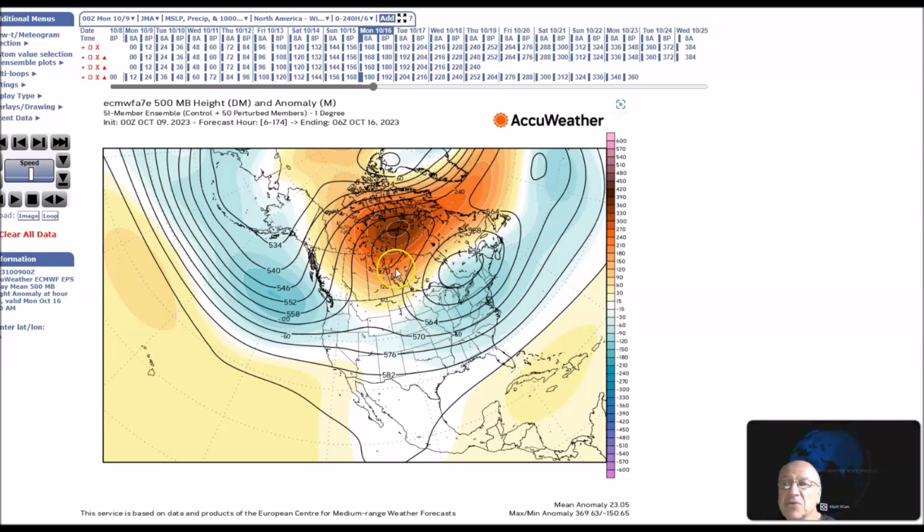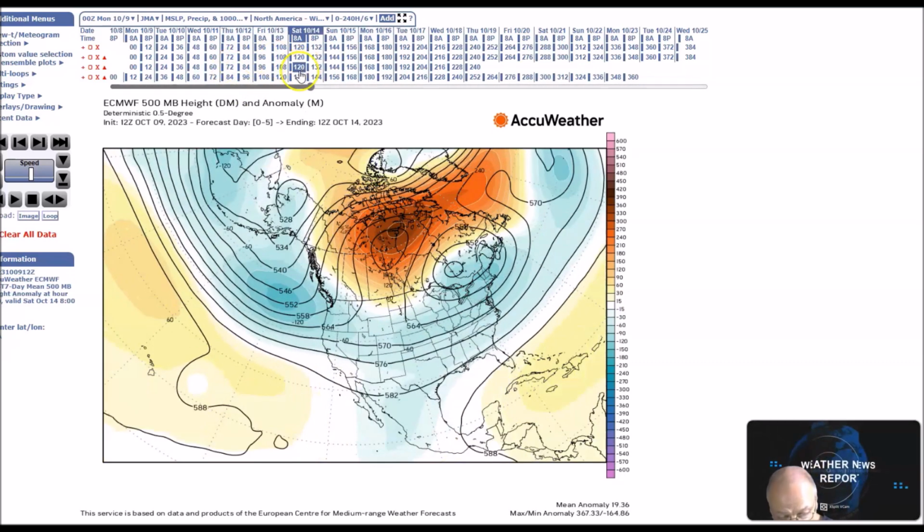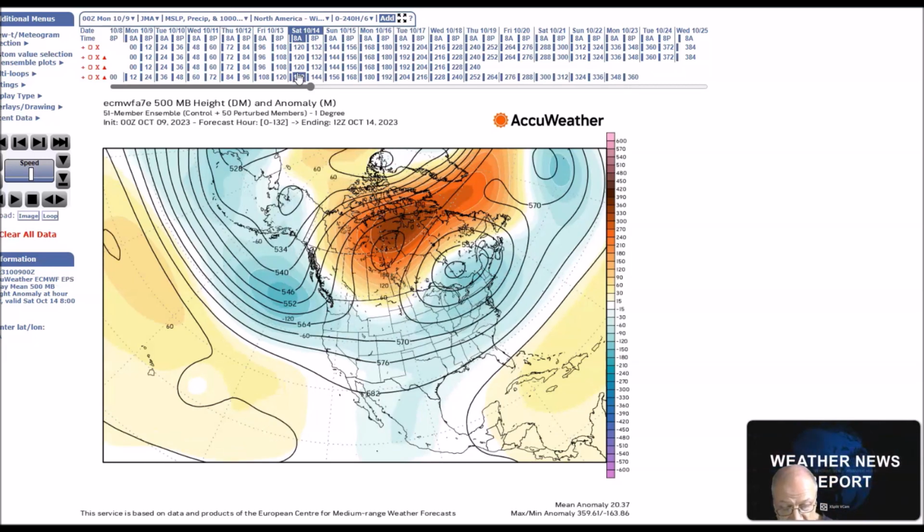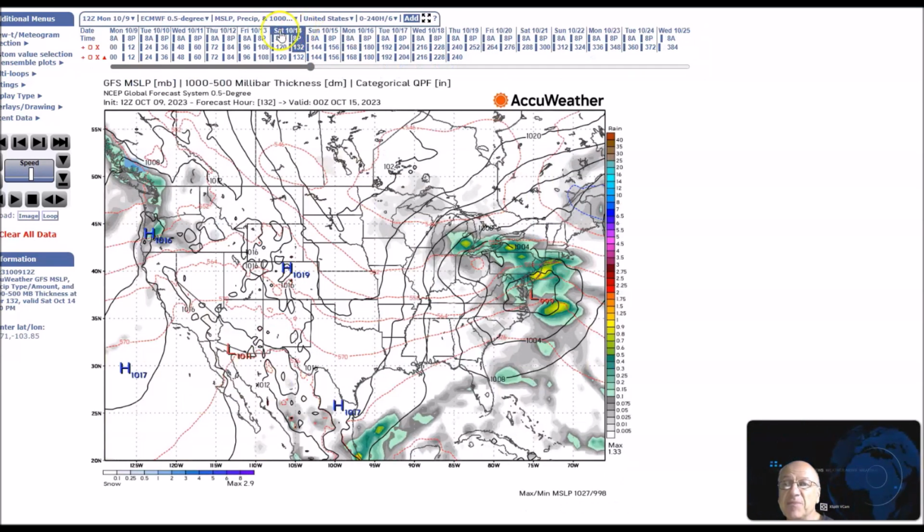Now, this closed low will slowly drift eastward across eastern Canada late in the week, causing the unsettled conditions across the northeast to diminish. Then another upper low will move into the west, and this will track from the west and favor mountain snows for the central and northern Rockies, and then steadily track eastward with heavy rain from the central states into the northeast, and we'll take a look at that.